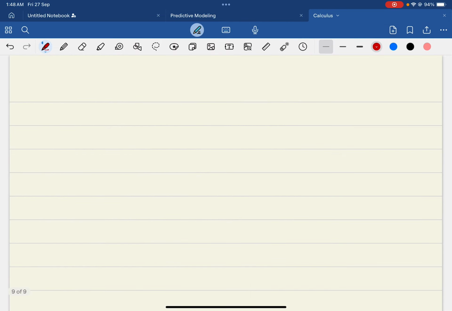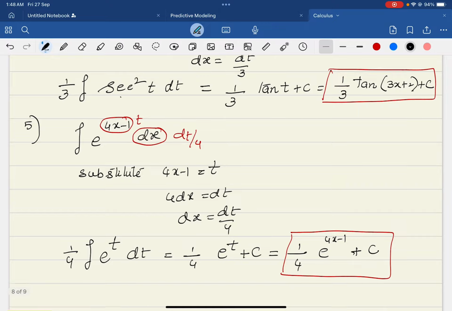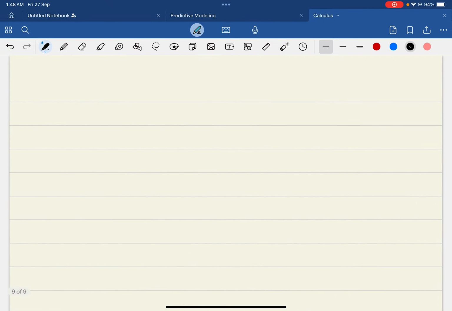Now let us go to the next problem. Problems 4 and 5 are over. Now we are going to the sixth problem. The sixth problem is integral of x secant square of (x square plus 1) dx. Now it's very much clear that the innermost is x square plus 1, and the derivative of x square is 2x, so x is present there. So we can use the substitution method.